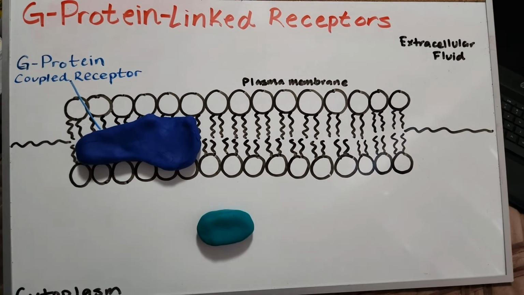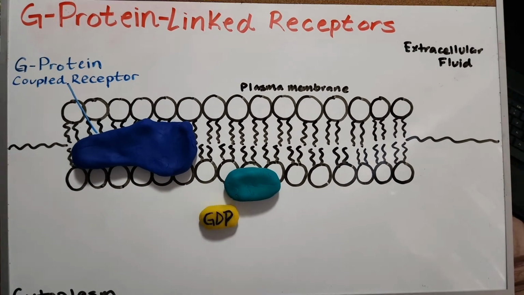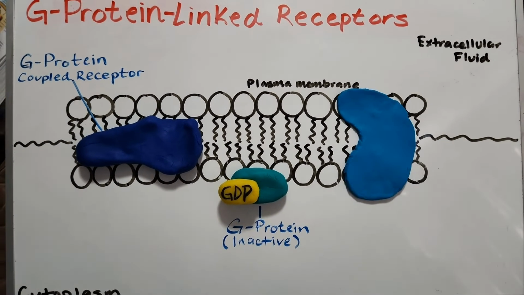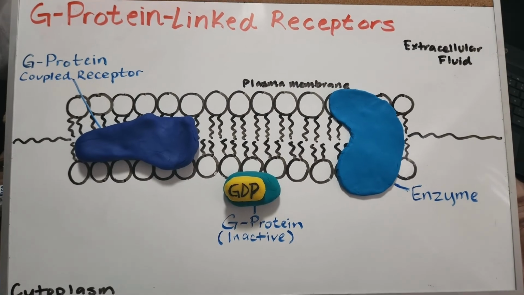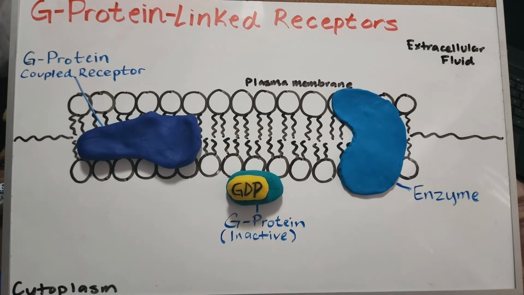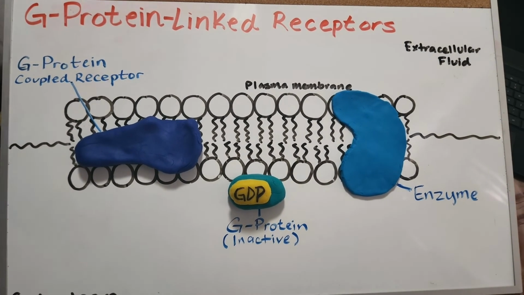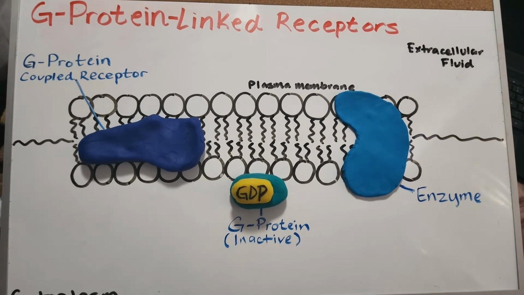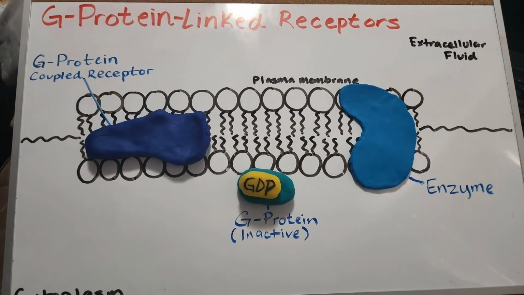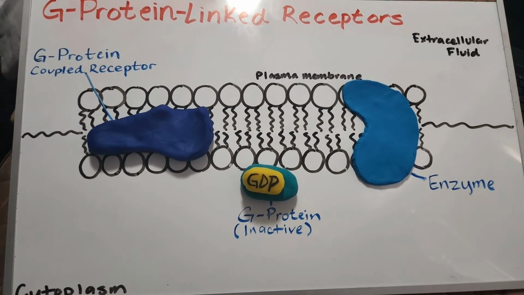In G-protein linked receptors, you will have the G-protein coupled receptor. This receptor is located on the plasma membrane surrounded by the cytoplasm and extracellular fluid. Then it's followed by a G-protein that has a GDP molecule attached to it, making the protein inactive. And then an enzyme is present within this signal.